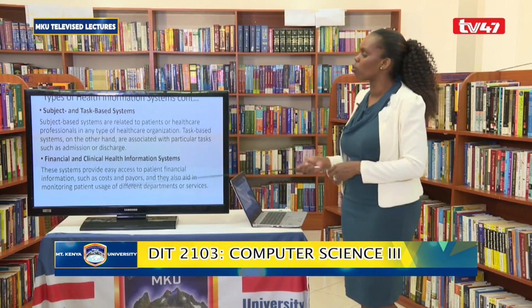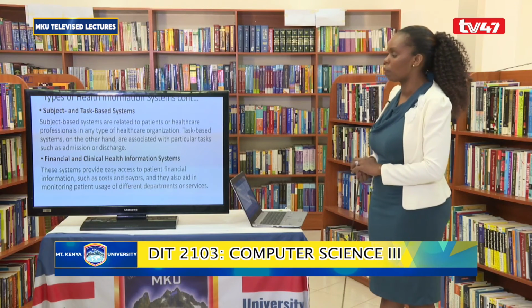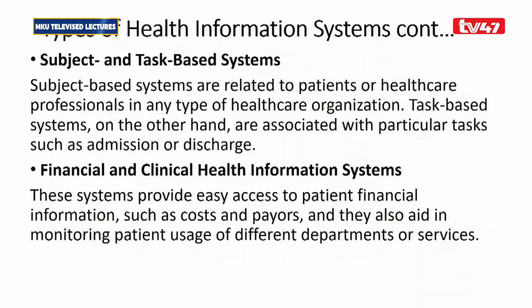And then we have financial and clinical health information systems. These are systems that provide easy access to patient financial information, such as costs, payrolls maybe, and they also aid in monitoring patient usage of different departments or services in the hospital. You may find that a patient has accessed maybe the scanning facilities, maybe the lab facilities, and so on. So you can use these kinds of systems to manage what services have been offered to a patient.